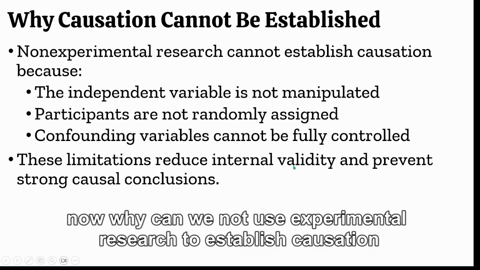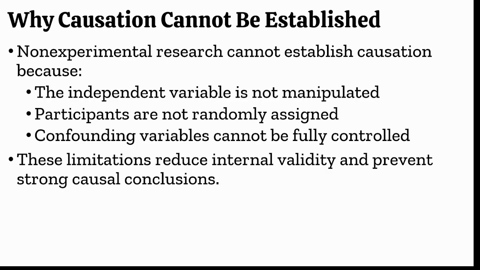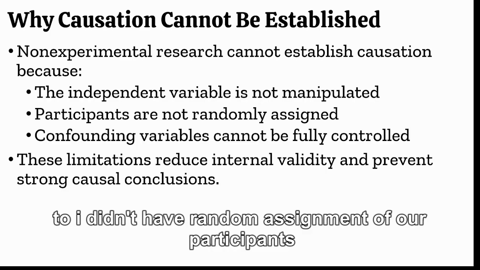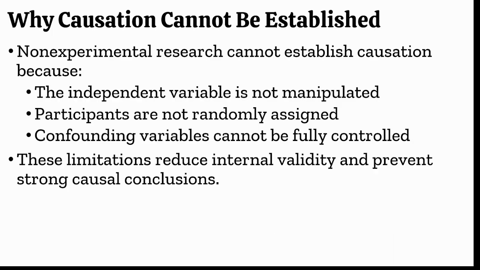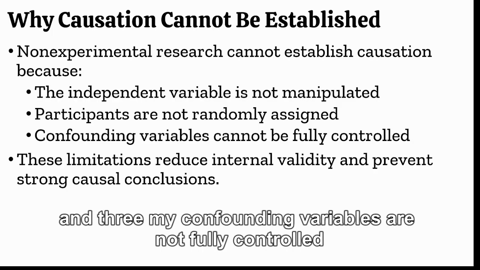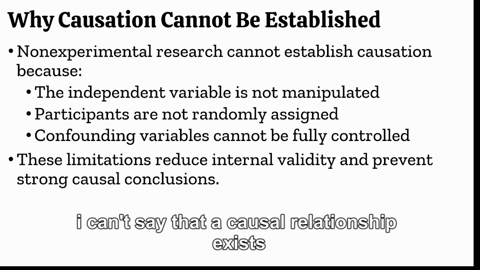Now, why can we not use non-experimental research to establish causation? Number one, I didn't have any manipulation of my independent variable. That's a requirement for causation. Two, I didn't have random assignment of my participants. That's also a requirement for causation. And three, my confounding variables are not fully controlled. And that one is a big one, because I haven't controlled for these other things out here that might be influencing the relationship. I can't say that a causal relationship exists.